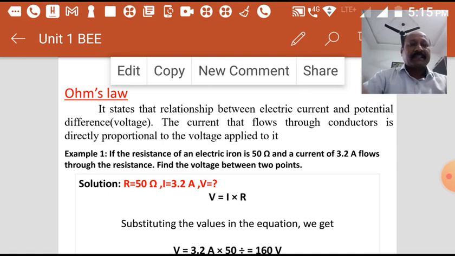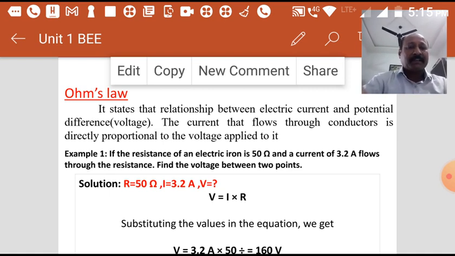So what is the physical condition? The temperature of the conductor remains the same. If the temperature of the conductor remains the same, under that condition only Ohm's law will be proved. So voltage is directly proportional to the current flowing through the conductor.